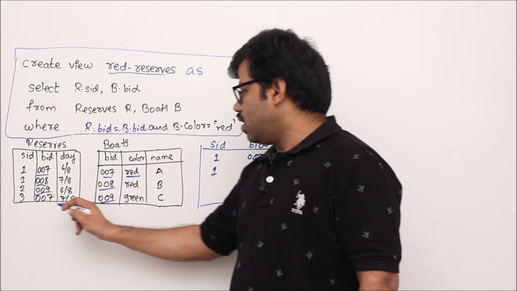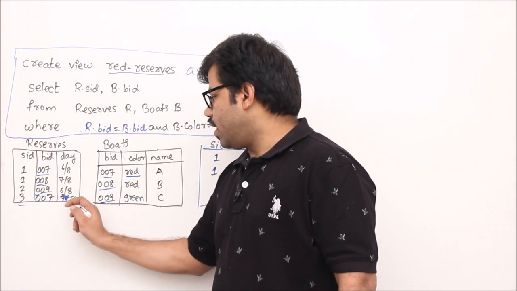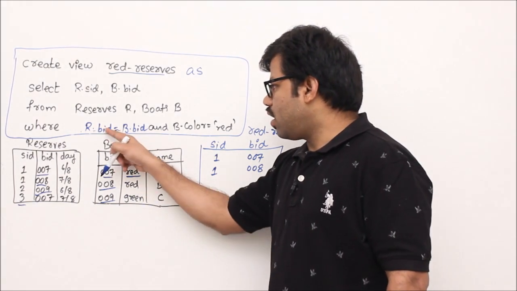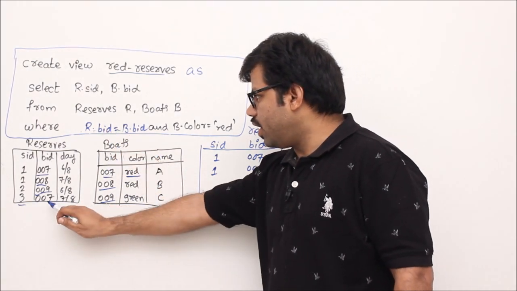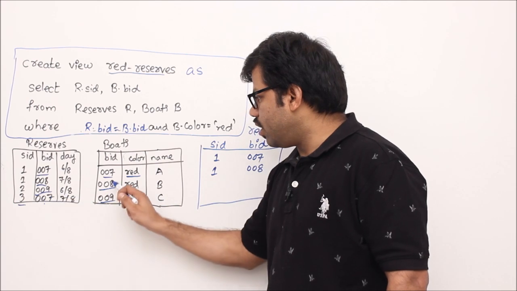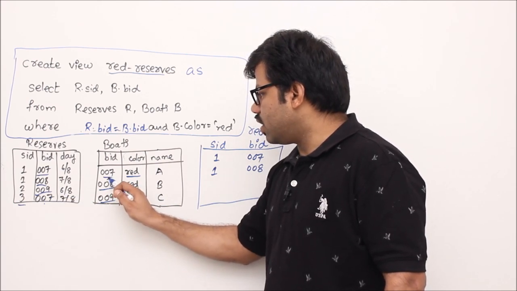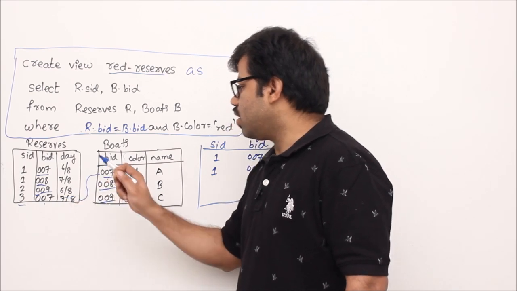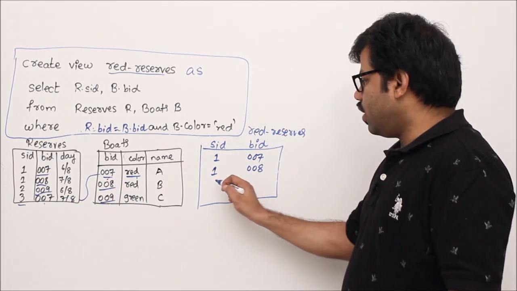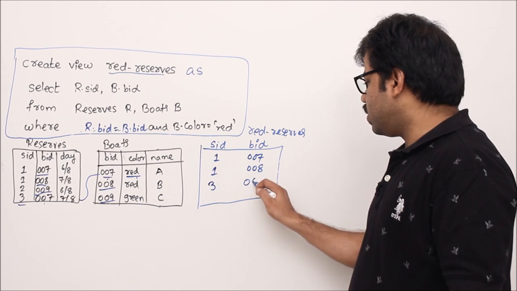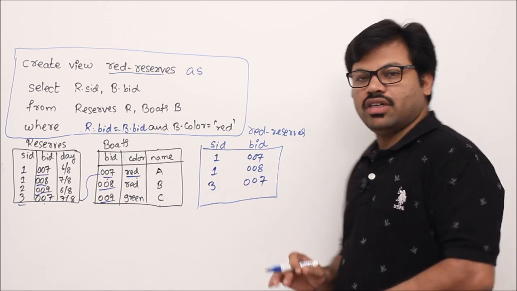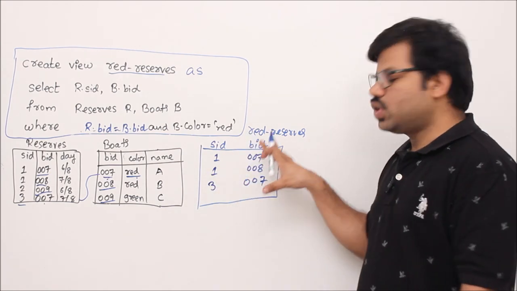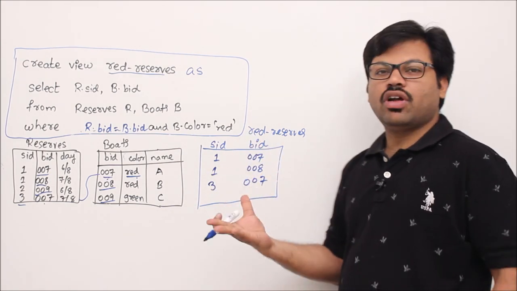There is, of course, 3 also reserved a red color board, you see, 3, 007, and 007 is red. Then when r.bid equals b.bid is computed, r.bid 007 equals b.bid 007 and b.color is red. So this combination also will be taken and you get 3 comma 007. So this is the computation, but immediately it will not be done.